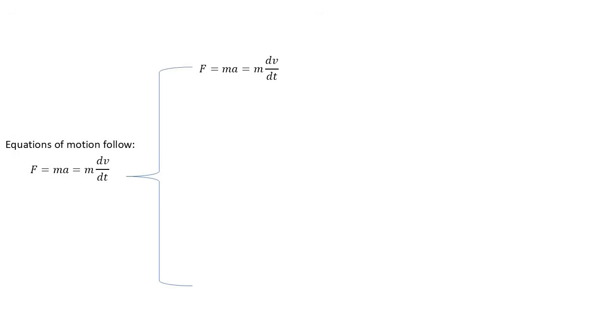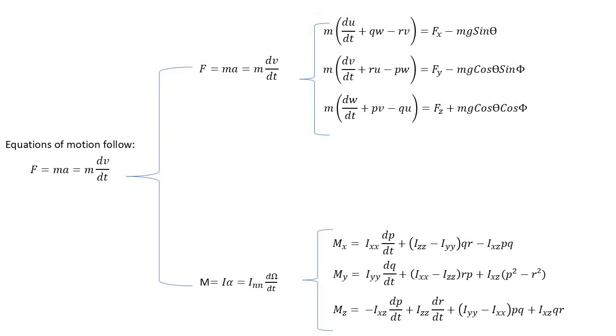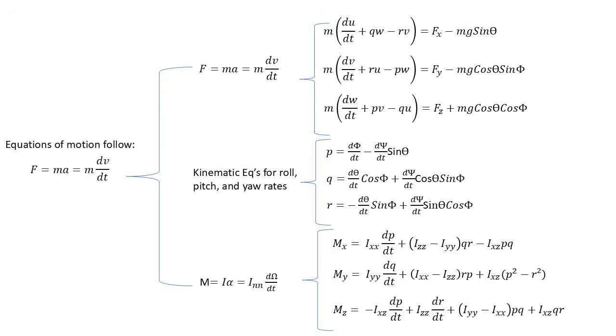Following the general motion equations, we have 3 equations for body forces, 3 equations for body moments, and 3 equations for kinematic pitch, roll, and yaw rates. These equations are nonlinear second-order differential equations and are a little bit difficult to evaluate.